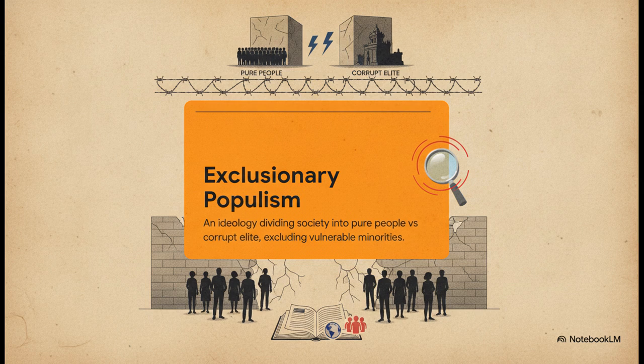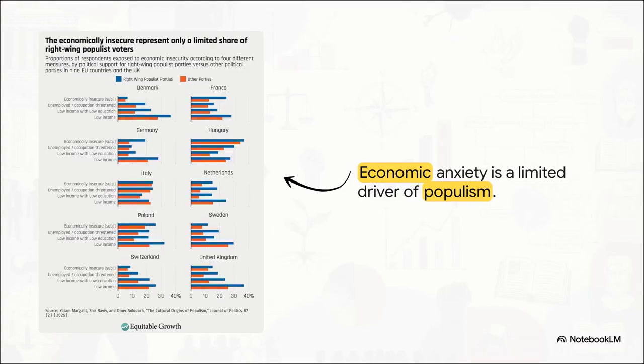It frames politics as this epic moral struggle between the pure people and a corrupt elite. But, and this is key, it weaponizes that identity against marginalized outgroups like migrants or religious minorities, framing them as an existential threat to the dominant nation. And this isn't just some clever political strategy. Human rights scholars note that it actively threatens the basic rights of those excluded, which obviously produces severe, real-world consequences for society.